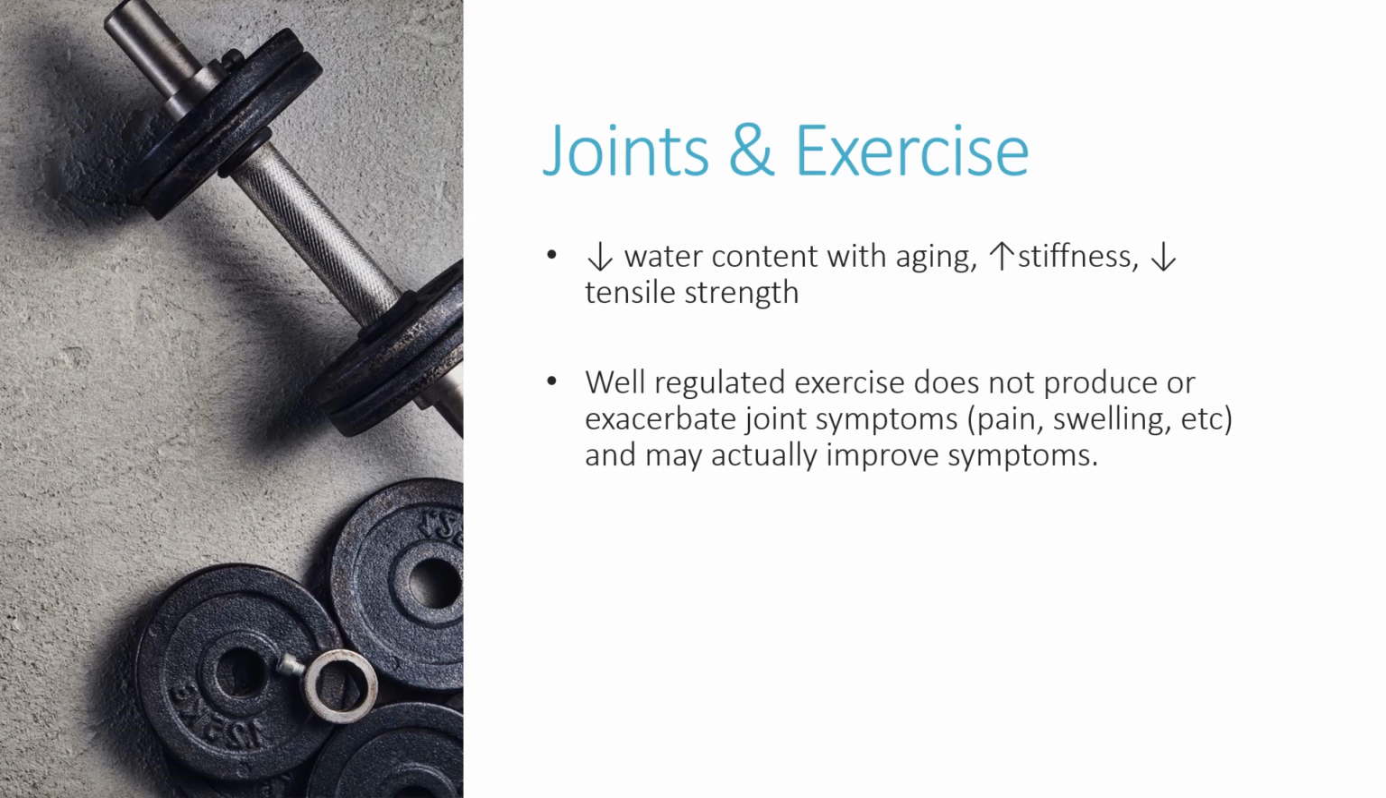Exercise can be beneficial for joint health in older adults. Joint symptom management: a well-regulated exercise program does not worsen joint symptoms and may actually improve them. Exercise helps maintain joint mobility, strengthen supporting muscles, and improve overall function. Exercise plays a crucial role in managing osteoarthritis by reducing pain, improving joint stability, and enhancing joint flexibility. Specific exercises targeting muscle strength, flexibility, and aerobic fitness can alleviate symptoms and slow disease progression in osteoarthritis.